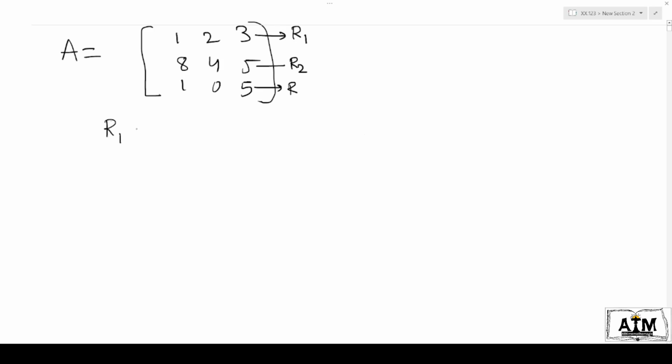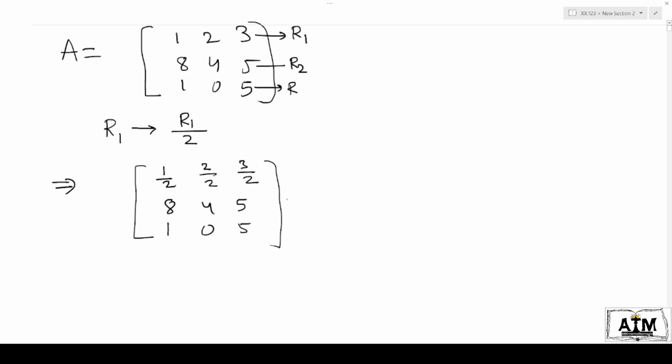Suppose we want to do another operation. R1 tends to R1 divided by 2. What is the meaning of this one? The meaning is that the given matrix will change to R1 divided by 2, that is 1 divided by 2, 2 divided by 2 and 3 divided by 2. Every element of R1 will get divided by 2. So that is the meaning of R1 tends to R1 divided by 2. And R2 will remain the same and R3 will remain the same. Only the operation is done at R1.